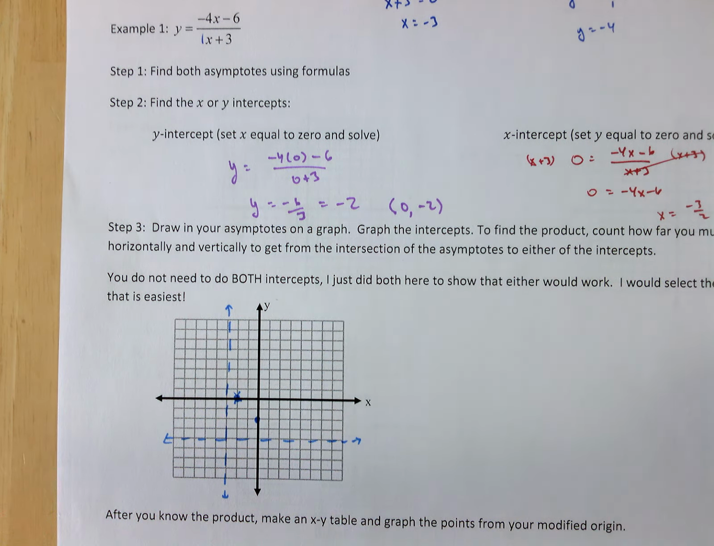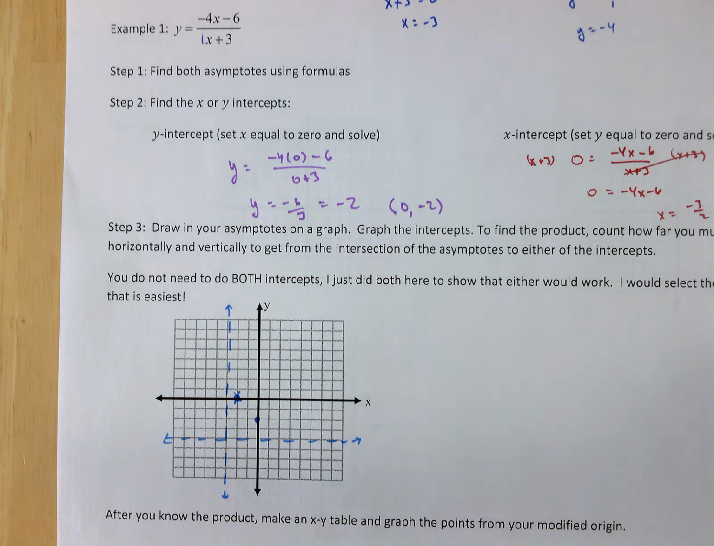Okay, so once we have those points, now we're going to go backwards to figure out our product. Remember how here we would look at these and say, since my product is 6, I would go over 2 and up 3 because 2 times 3 is 6, or over 1 and up 6 because 1 times 6 is 6? Well, we're going to use this point that we have here to construct this.